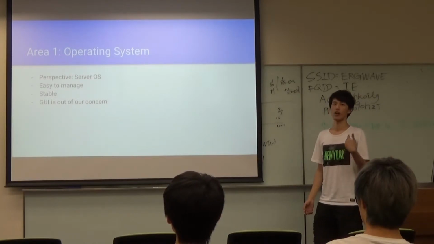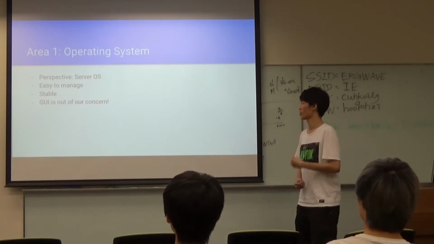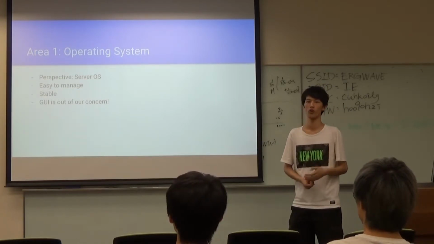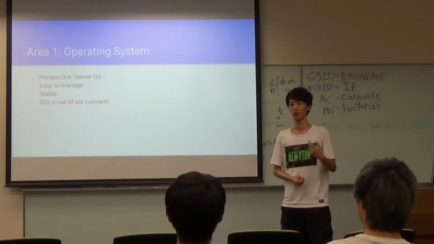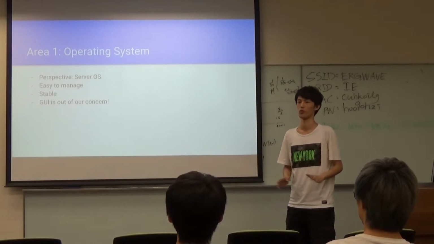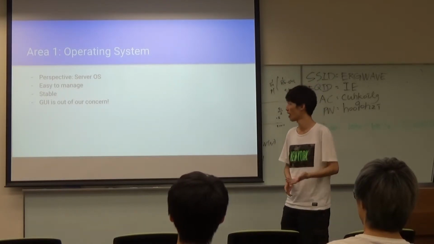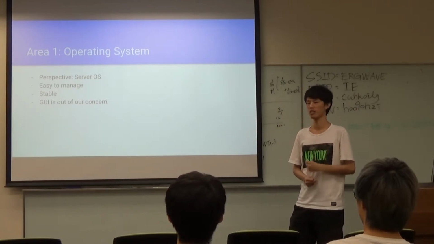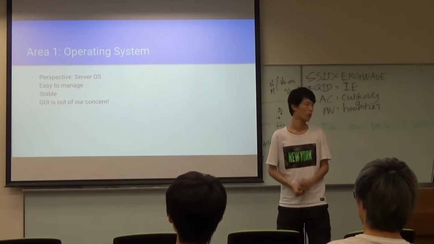So the first area is the operating system, or the OS. So the perspective is the server OS. So we don't care whether you use GNOME 2, GNOME 3. We don't care about the GUI. And then the main concern is whether the OS is easy to manage and whether it is stable.